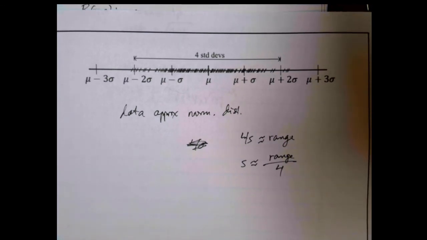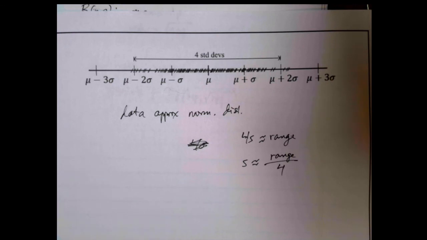If you have data and you have reason to think it's probably close to normally distributed, then you can use the approximation standard deviation is about range over 4, just to get an idea, maybe in your head, of some stuff about the data, how it's distributed. All right, that's it for this lecture.